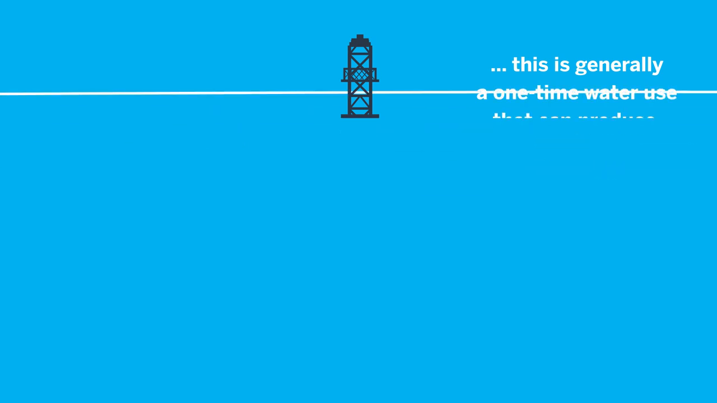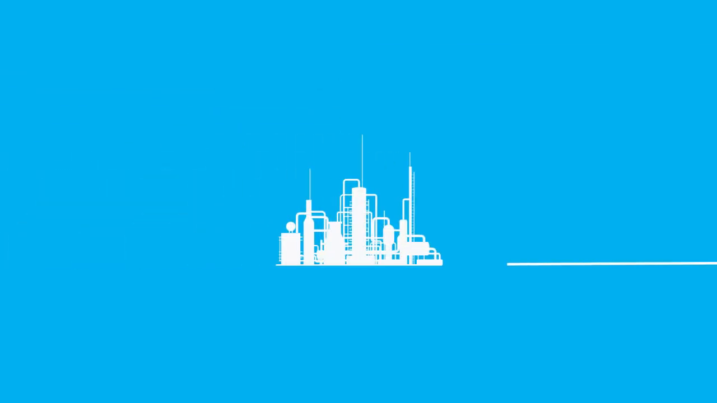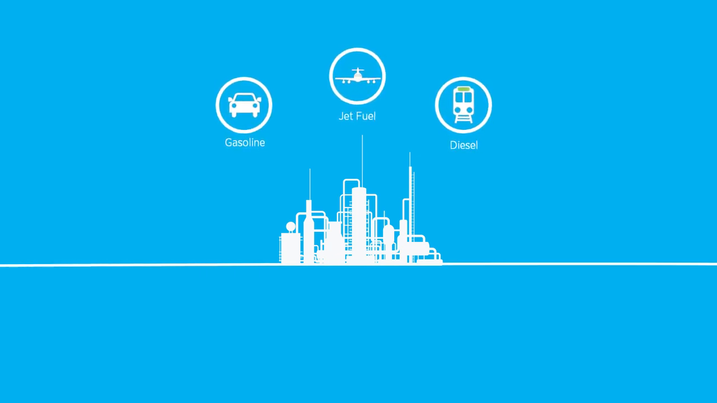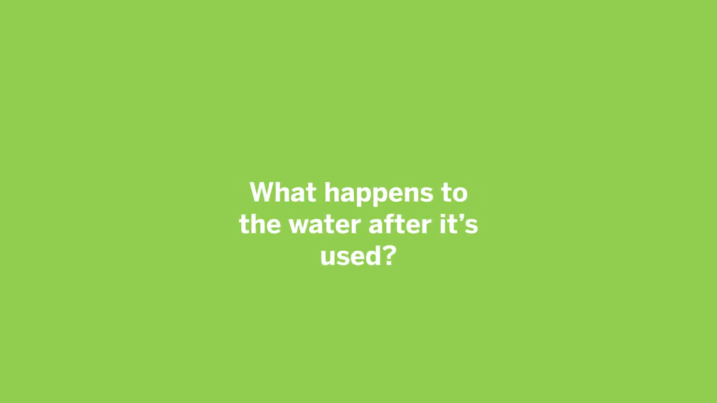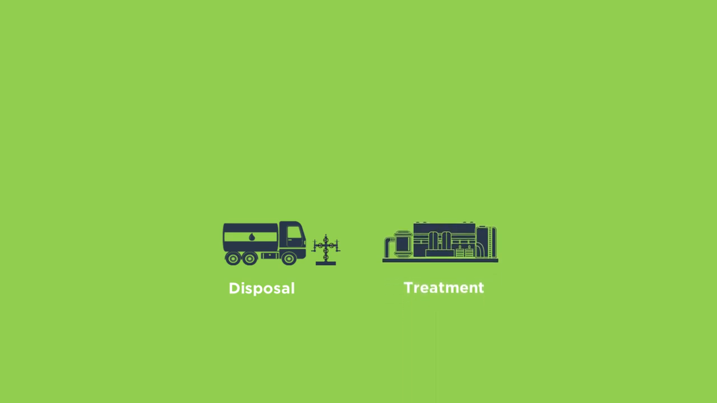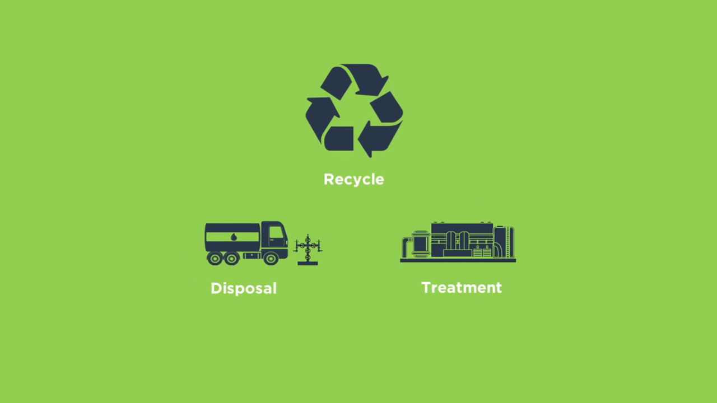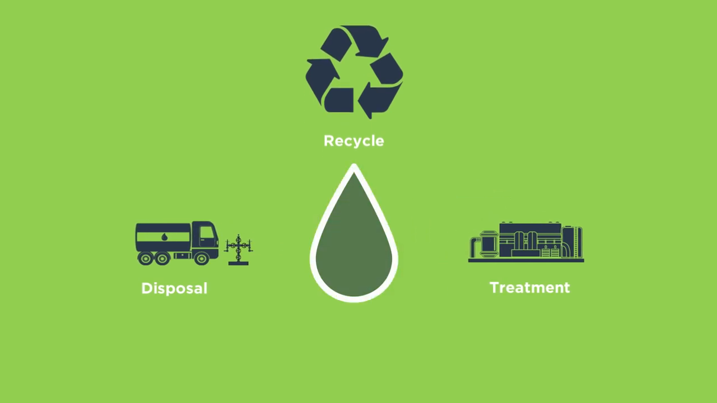During the refining process, U.S. refineries use about 1 to 2.5 gallons of water for every gallon of product made. After water is used, it may be disposed of through underground injection wells, sent to industrial treatment facilities, or recycled for future operations. Regardless of the management method, Chevron must meet relevant and applicable water quality standards.